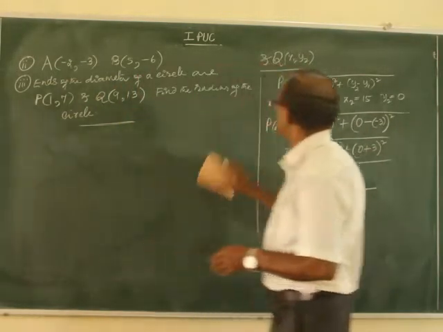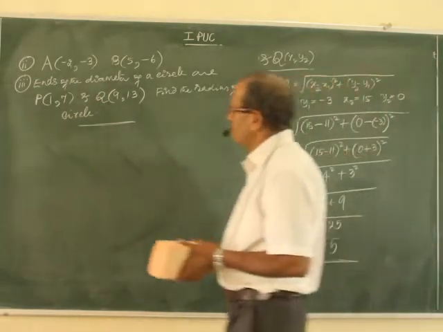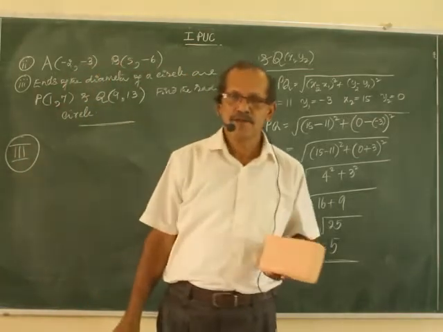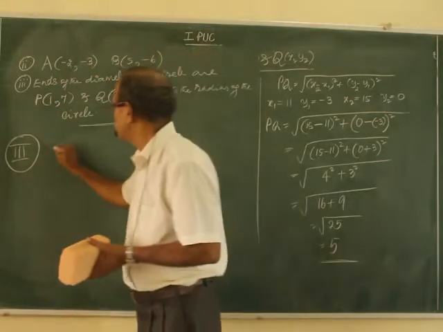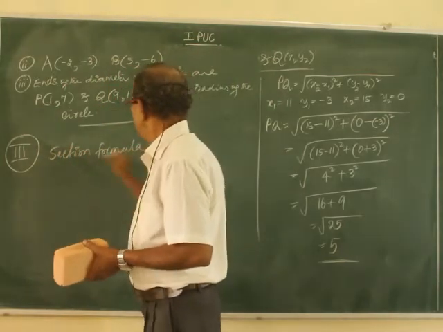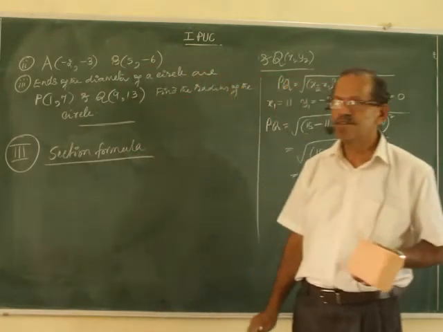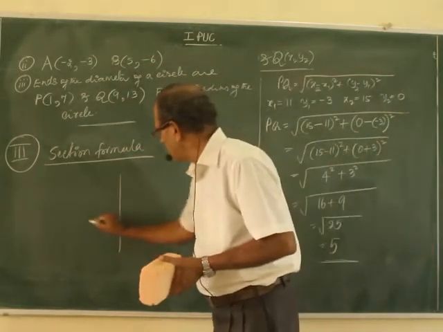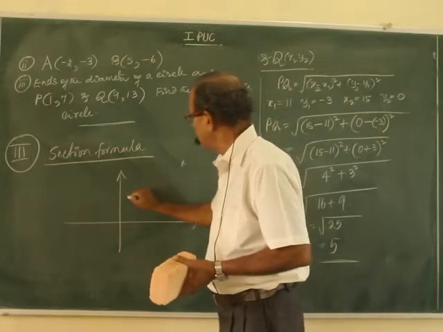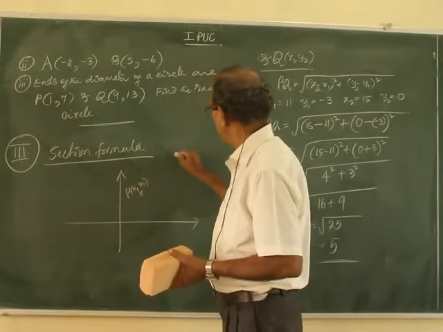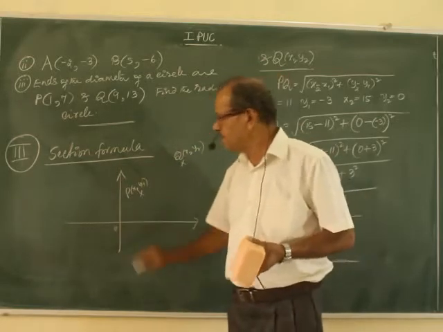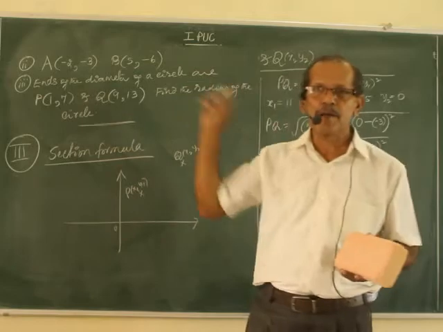Let me discuss the formula number 3 now. Formula 3 is called the section formula. Section formula means what? Let me show it by drawing the figure. There are 2 points once again. P (x1, y1), Q (x2, y2). Now you know how to find the distance between P and Q, formula number 2.